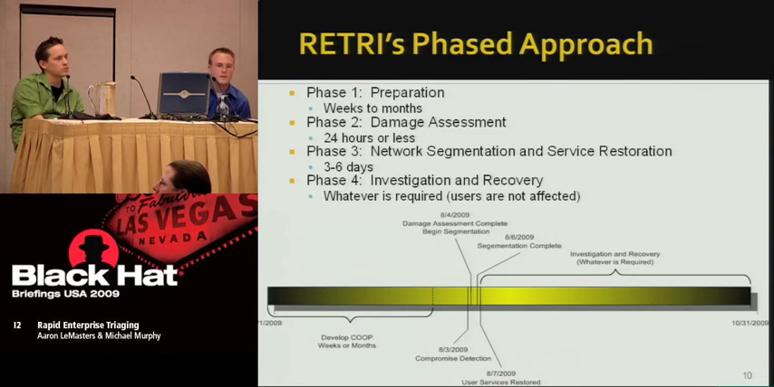It's where you do some network segmentation, and then you bring your users back online. Now, there is a little bit of user downtime, a few days. We think with lots of really good planning that can be very minimal, only a few days. And then phase 4 is the traditional incident response piece where you're doing the full-scale investigation and you're recovering and restoring images and whatnot.